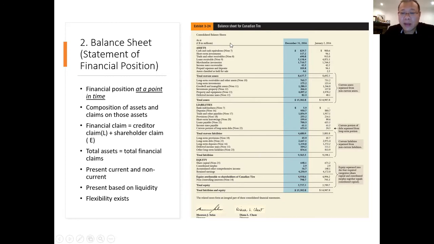Also, the order of the listing, from top to bottom, follows liquidity. Cash and cash equivalents is the most liquid item, so that's on the first line. Then short-term investments, which you can probably convert within one week. That's quite liquid, but not as liquid as cash, since you don't need to convert cash.